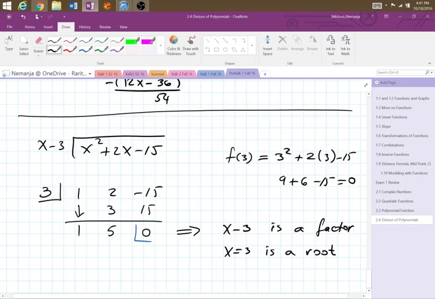So over here, I checked if this was a factor by synthetic division, and I also checked by using the remainder theorem. So either one of those two would work. I think this one would be a little bit faster if you are good with computing, but then this one might be faster for you. I don't care which one you use.